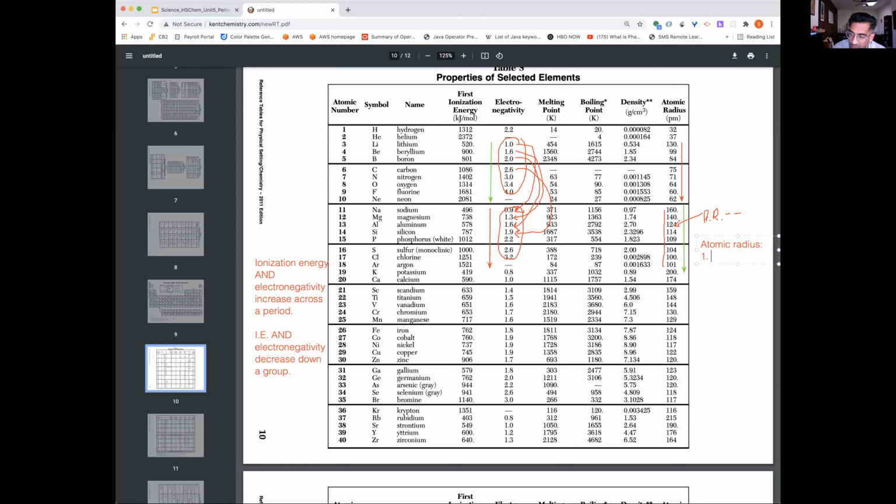Going down a group, it increases because there are more shells between the nucleus and outermost shell. Okay, across a period, it decreases. And let me tell you about what's happening there.